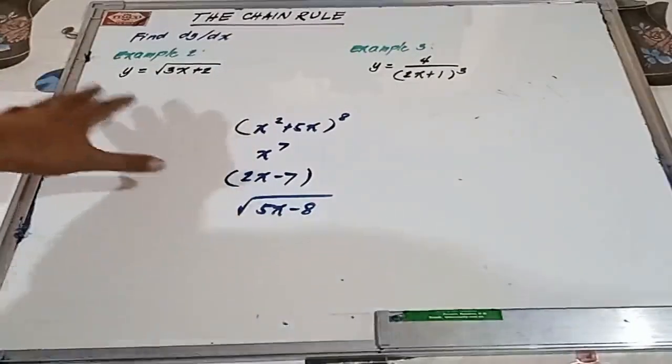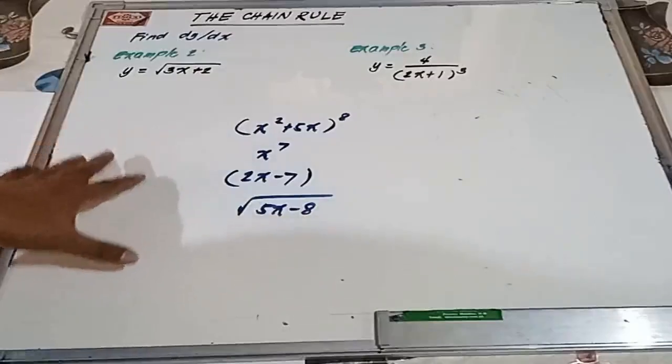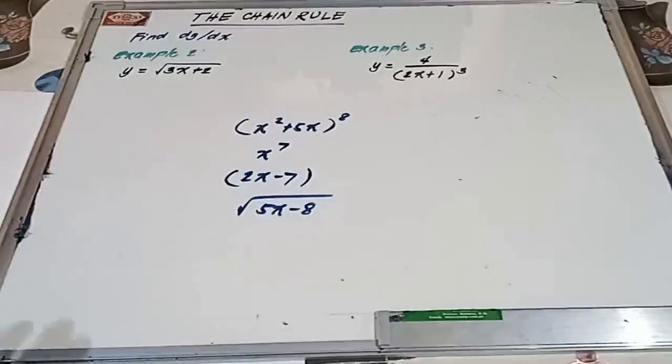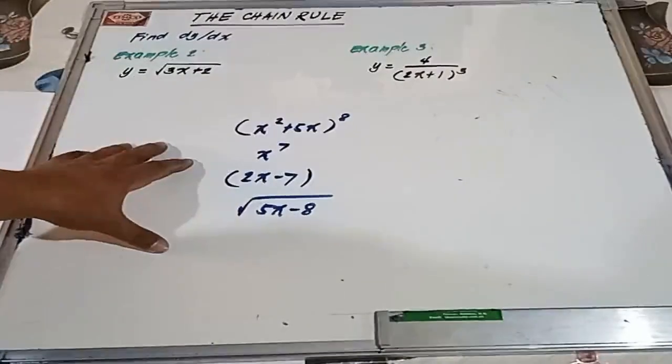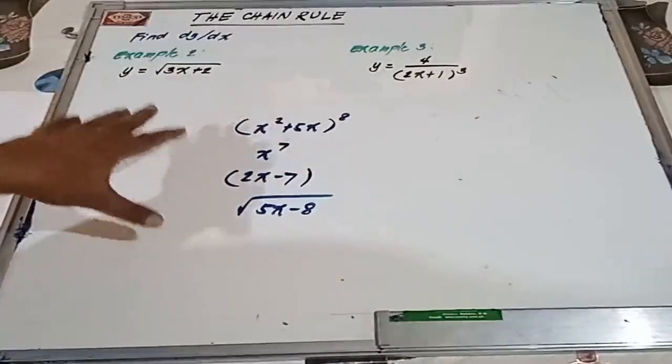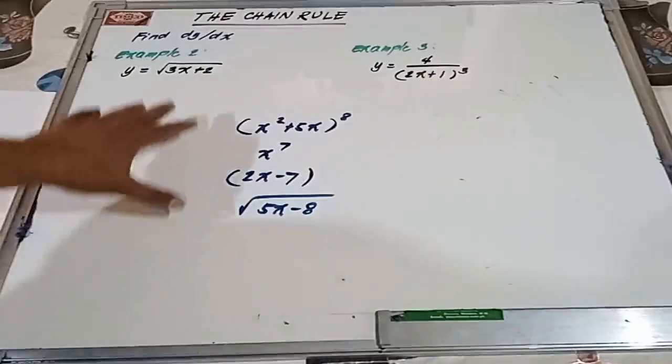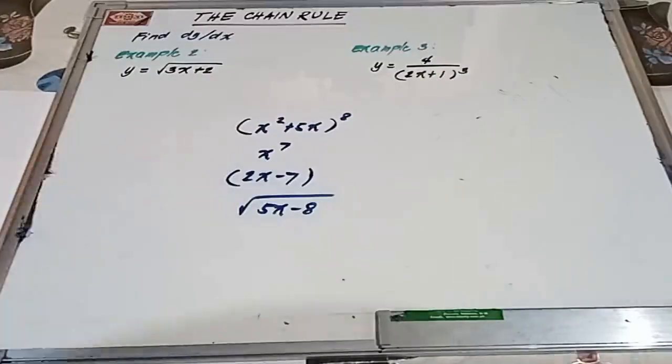But before answering examples 2 and 3, okay, identify muna natin tong mga expressions na to kung gagamitan pa siya ng chain rule o hindi. Okay? Kung ano bang ginagamitan ng chain rule differentiation? Simple lang, composite function. So, ibig sabihin, identify natin siya kung composite function or not a composite function.